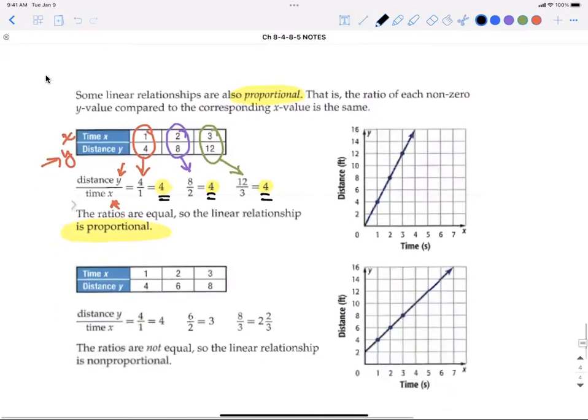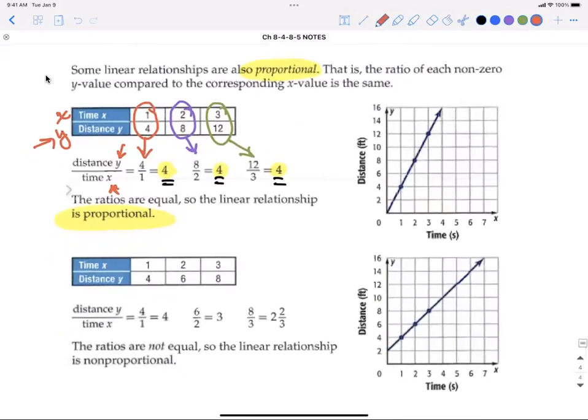Okay, so let's do the same thing here. We've got the first point, which is 4 over 1, because remember your Y's go on top. It's always Y's on top. So it's 4 over 1. Then we do the same thing here, and we do 6 over 2. And then we do the same thing again, right? 8 over 3. Now we reduce these.